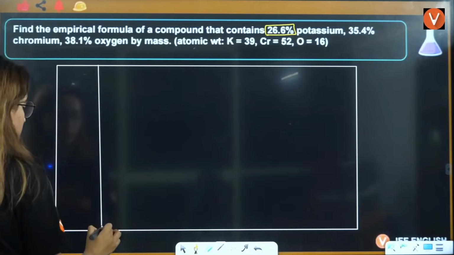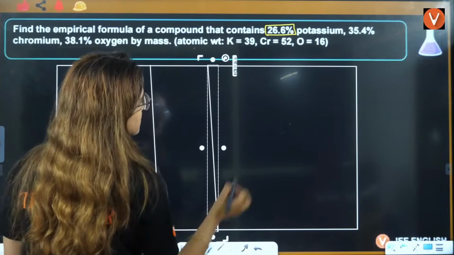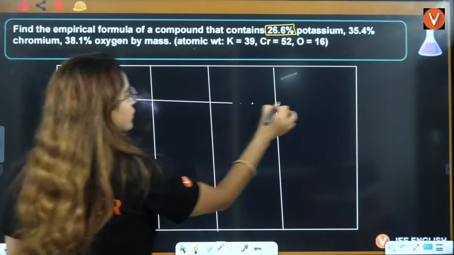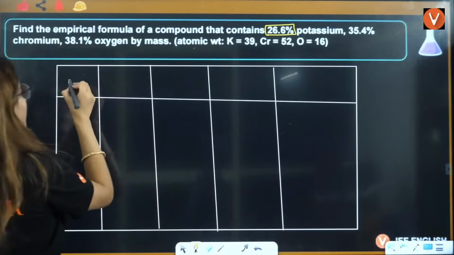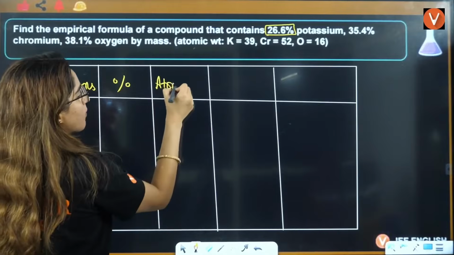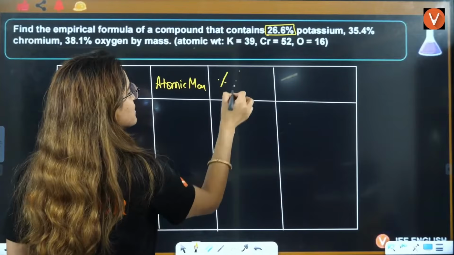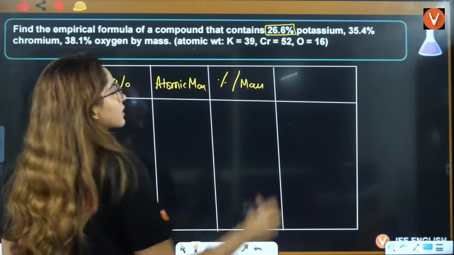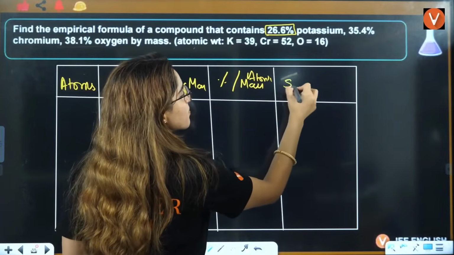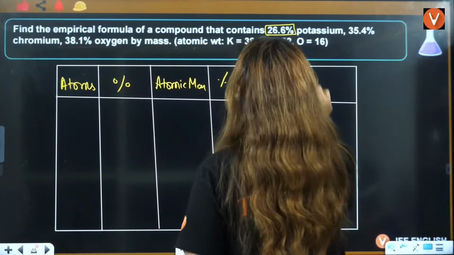Here the atoms we will write, here we will write the percentage, atomic masses, then the ratio, then the simple whole number ratio, right? You can write it here, right? Atoms, percentage, atomic mass, moles, or you can also write percentage divided by molar mass, or you can say atomic mass, right? And this is your simple ratio.